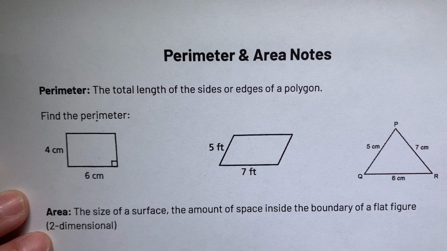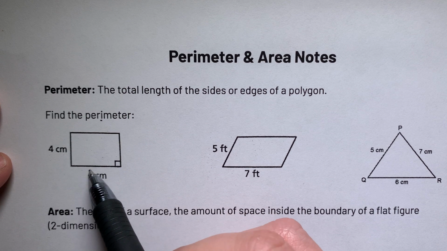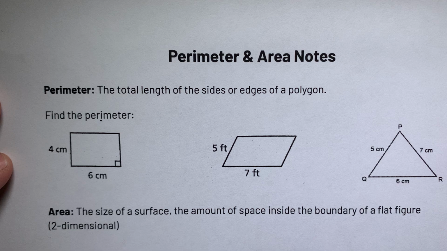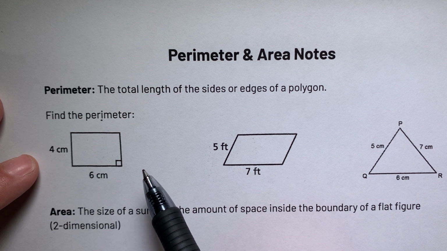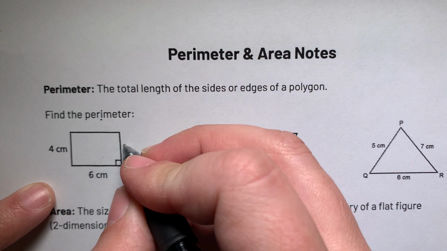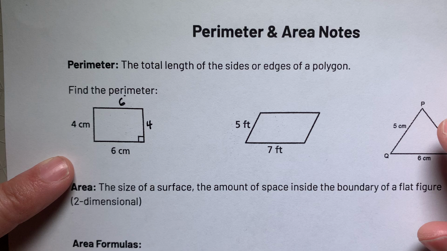All right, my friends, this is reviewing perimeter and area. So remember, perimeter is the length around the sides or the edges of a polygon. It has to be a polygon, so that means the sides are straight and it is a closed figure. So don't forget that here, even though the sides are not written, they're still there.